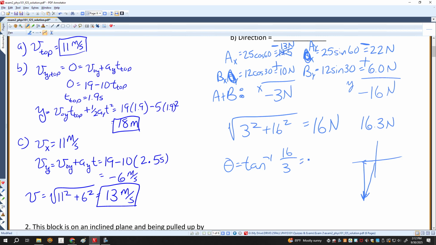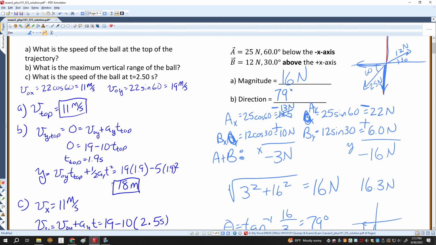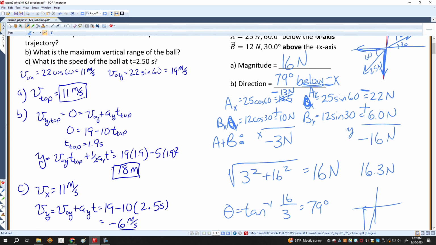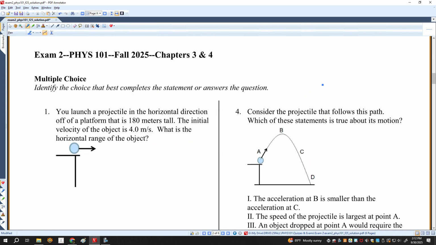And I get 79 degrees. So the direction is 79 degrees below the negative x-axis. Negative x-axis. We'll be looking for this, by the way. If you don't get that, you're going to get half credit for it. Okay? All right, let's go on to multiple choice.